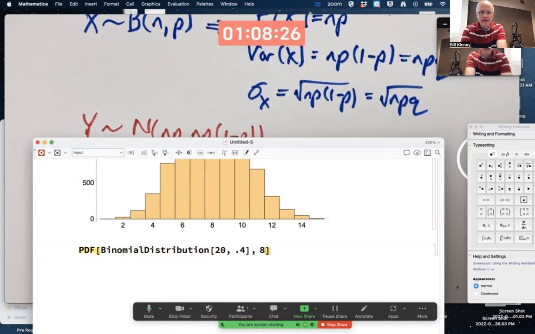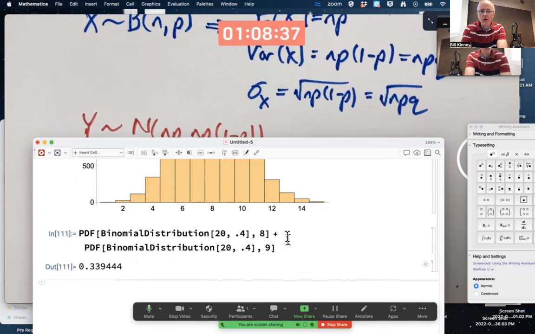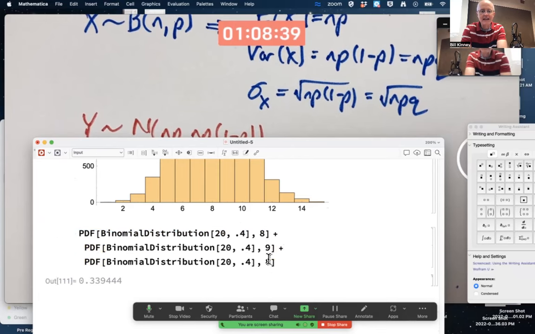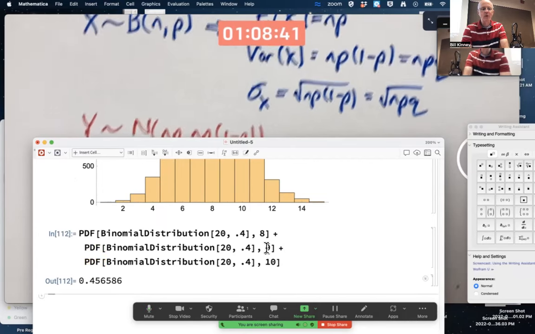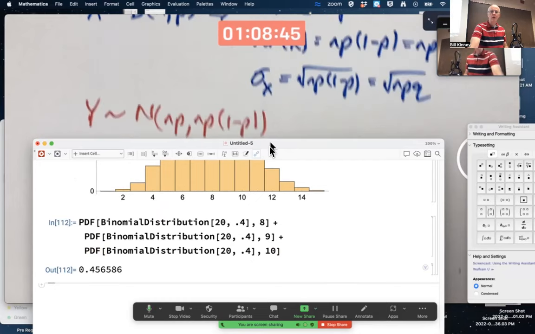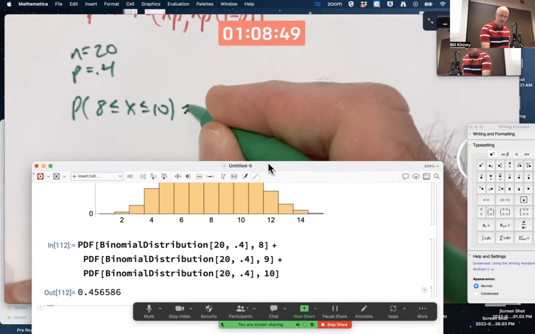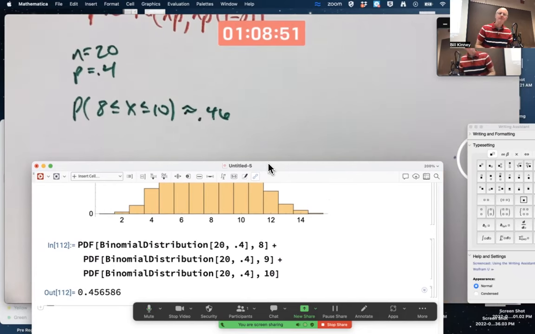For example, my probability of making exactly 8 free throws is about 0.18. Making 8 or 9 is about 0.34. Making 8, 9, or 10 is about 0.45. The answer here, according to the technology, is about 0.46.